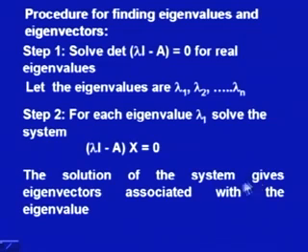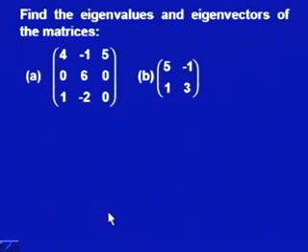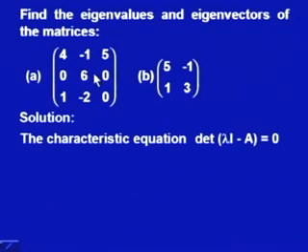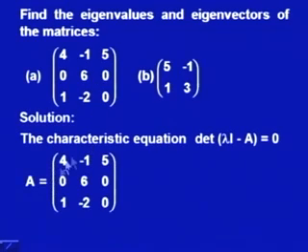The solution of the system gives the eigenvector associated with the eigenvalue lambda. So let us illustrate this procedure with the help of examples. In the first example, I am considering a 3 by 3 matrix, 4 minus 1 5, 0 6 0, 1 minus 2 0, while in the second example I am considering a 2 by 2 matrix. So first, the matrix A as this, the first example.